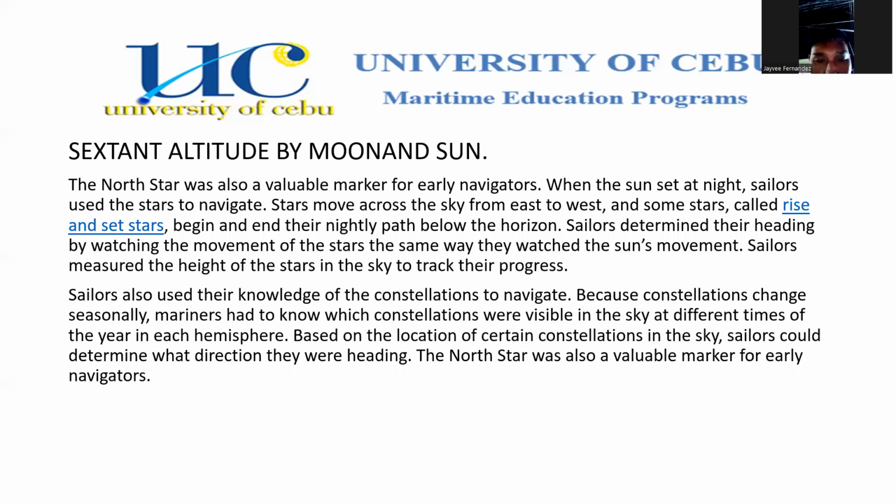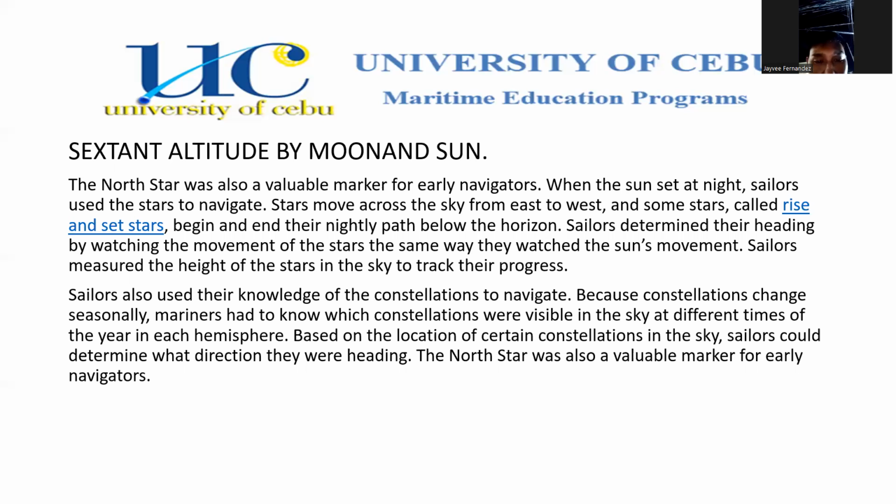The North Star was also a valuable marker for early navigators. When the sun set at night, sailors used the stars to navigate. Stars move across the sky from east to west, and some stars, called rise and set stars, begin and end their nightly path below the horizon. Sailors determined their heading by watching the stars' movement the way they watched the sun's movement. Sailors measured the height of the stars in the sky to track their progress.